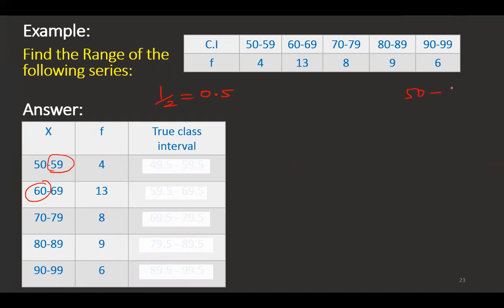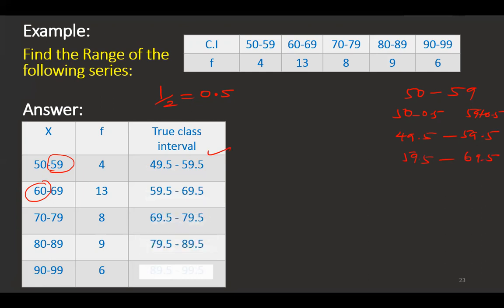So 50 minus 0.5, and 59 plus 0.5. What comes here? 49.5 here, and this will be 59.5. Now automatically the next will be 59.5, then 69.5. I'm going to show it here. You can watch here. So that's how it goes. 49.5, 59.5, then the next one, and the next one.